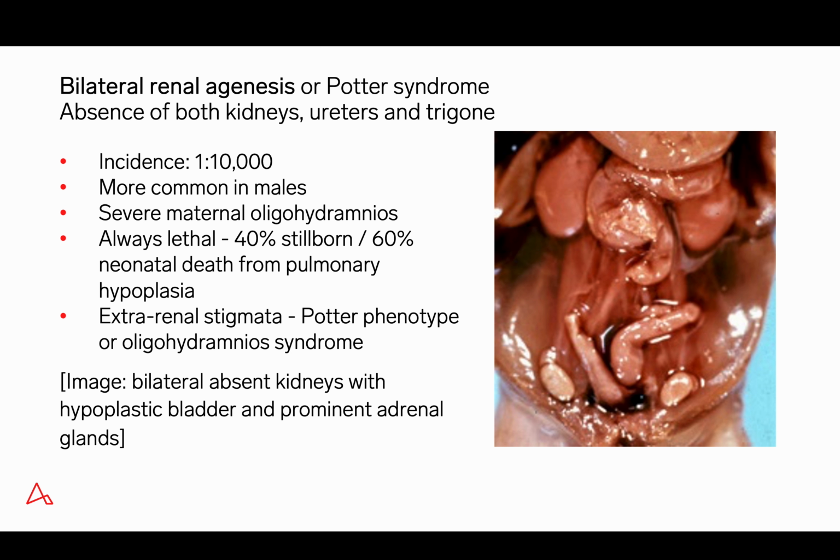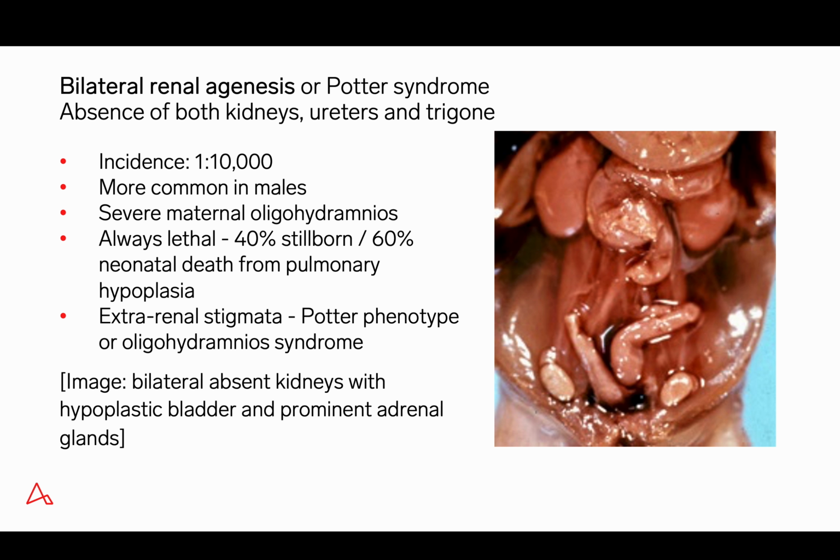The mothers of these fetuses are affected by severe oligohydramnios. The reason for that is because most of the fluid formed in the latter third of gestation arises from fetal urine. So since there are no kidneys and no urine, mothers have oligohydramnios.